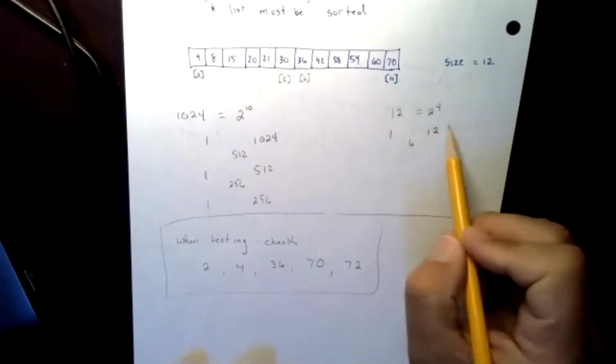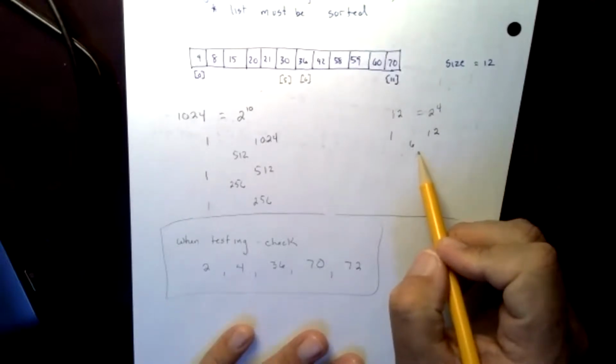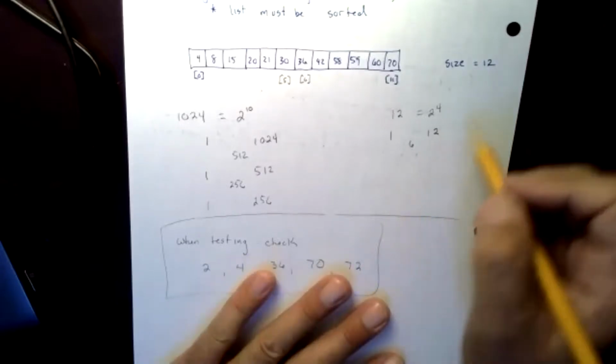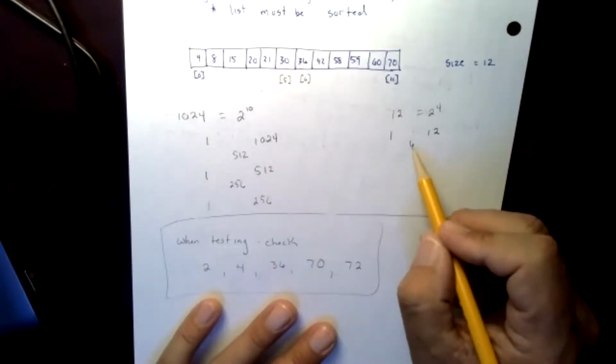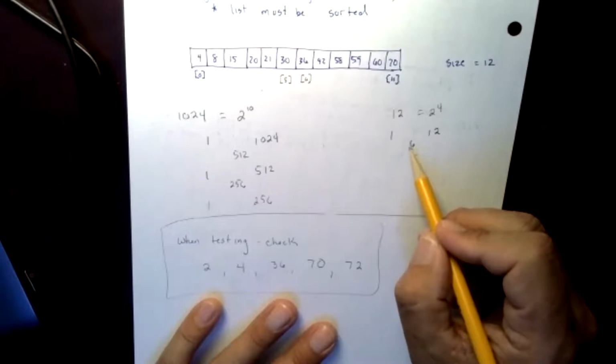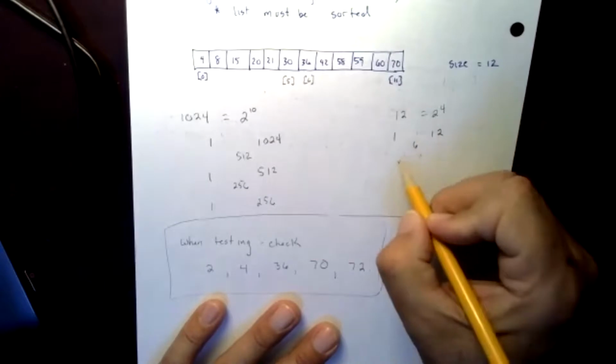So let's see, I have 1 and 12. And how did I get to 6? By dividing 12 by 2 to get the middle. So I read this number as 6 and I said higher. Now what's my range of numbers? 6 to 12.